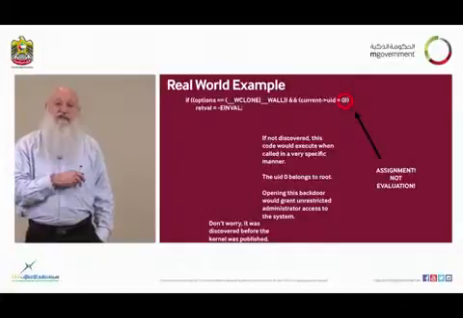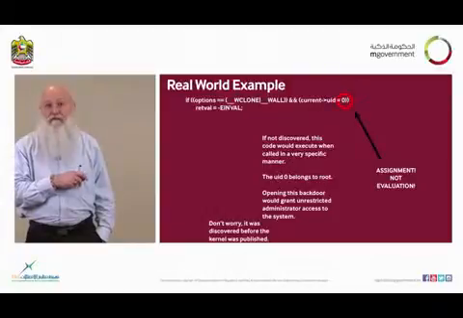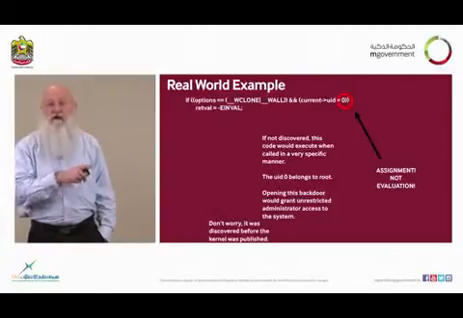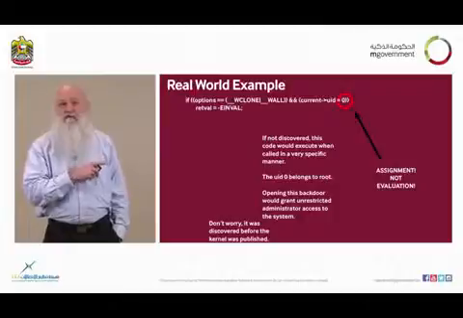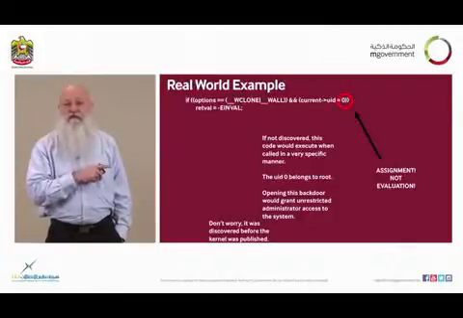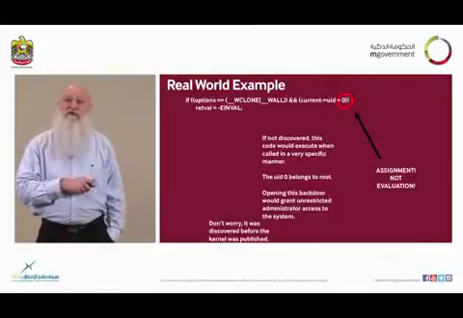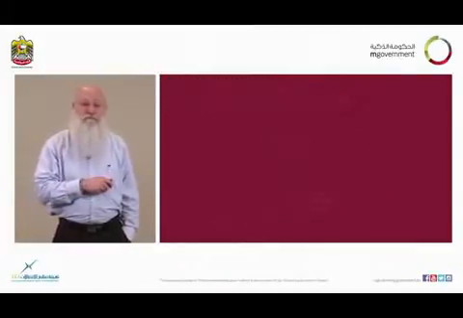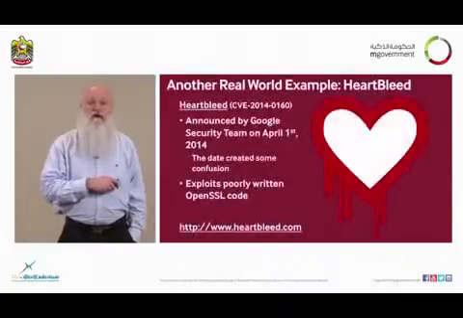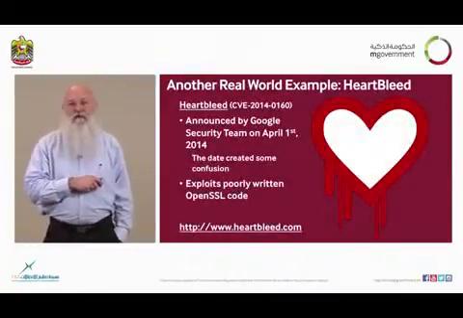This was actually discovered in the Linux kernel immediately prior to publication. So if it had been rolled into the production code, a root level elevation of privilege exploit would have been possible. This was discovered through static analysis. Another real example, the Heartbleed vulnerability.